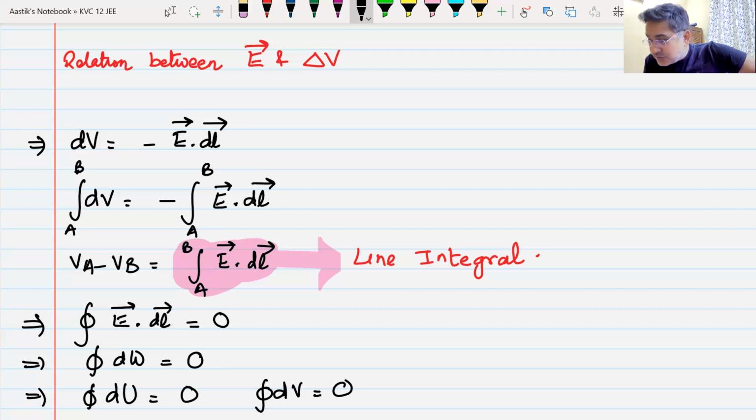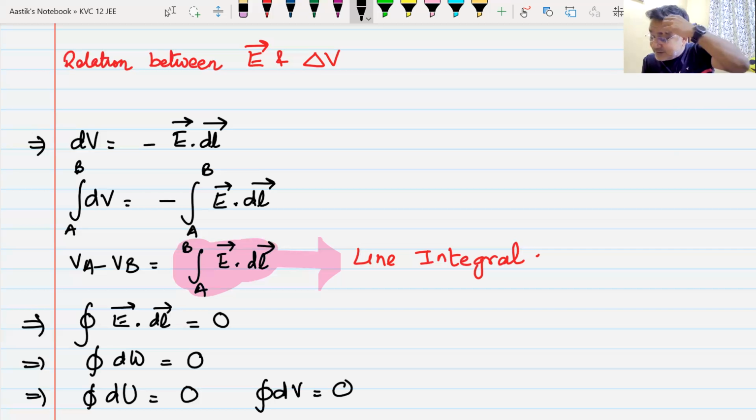So that is what you need to remember. The line integral of electric field over a closed loop is 0 because you are starting from that point and going back to the same point. Potential does not change. There is no work done. There is no change in energy. There is no change in potential. Do we understand this? Or has it gone above our heads? Sir, we tried a lot, but it has gone above our heads.